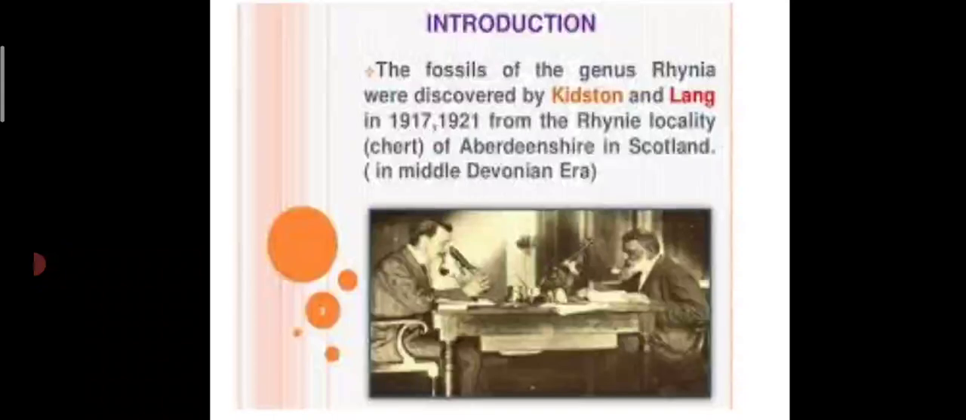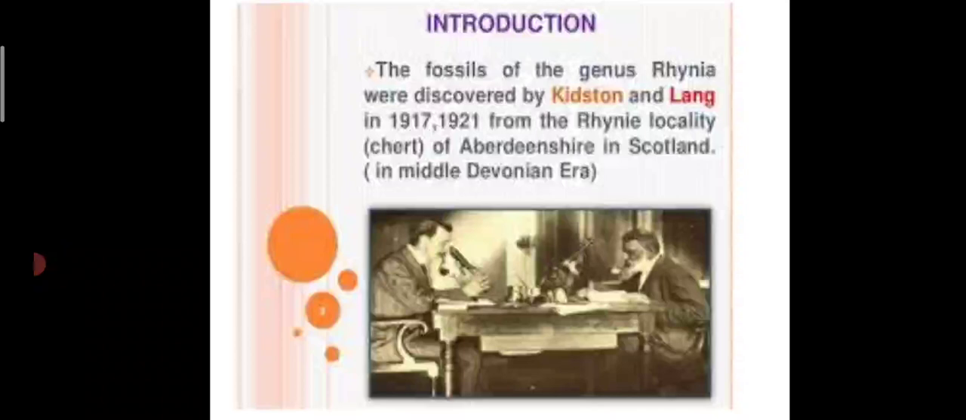Rhynia, this topic comes under the paleobotany session, and this is one type of fossil pteridophyte that we have to study. So remember, Rhynia is a fossil pteridophyte. This fossil genus Rhynia was discovered by Kidston and Lang in 1917 from a locality in Scotland, and that locality is named Rhynie. So that is how the name Rhynia came for this.